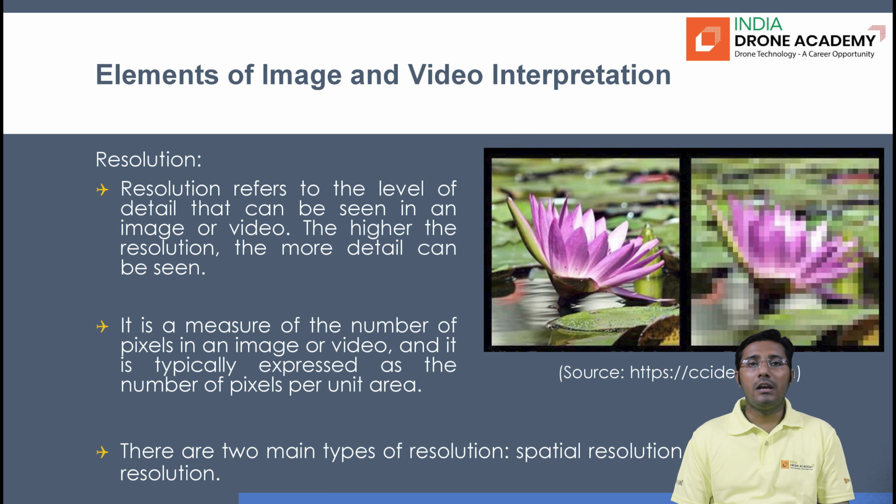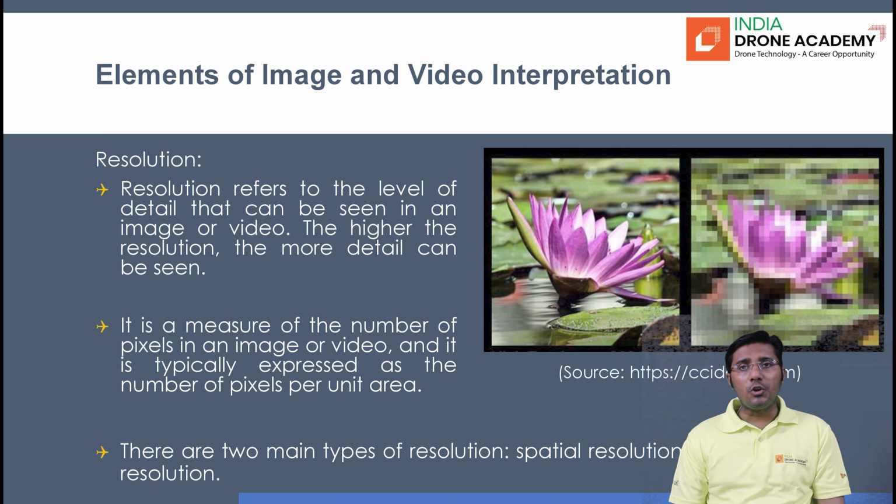If we have the higher resolution, it means more detail can be seen. In the picture on the screen, we can see the left side of the image of a flower is of high resolution, therefore it is clear in vision. However, on the right side, the flower has a blurred vision. It is a measure of the number of pixels in an image or a video.